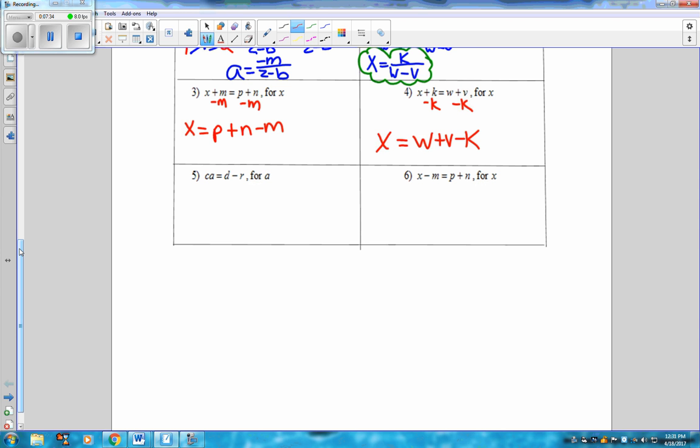So let's look at number 5. It says solve for a. To solve for a, I have to divide both sides by c. So that a is equal to d minus r divided by c. Solve for x. I'm going to have to add m because m is being subtracted from x. The inverse of subtraction is addition. So add m to both sides so that I get x equals p plus n plus m.